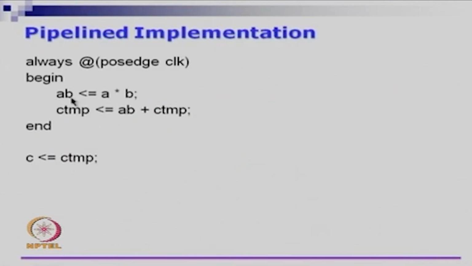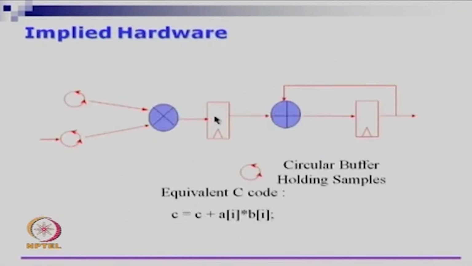If we go and look at this, AB is a register, C temp is a register. So we have a register called AB, we have a register called C temp. We have a multiplier and an adder which feed into AB and C temp respectively. If A and B are going to come from circular buffers, this multiplier will take one set of values at a time. A circular buffer is nothing but a set of values that are in a ring. This set of values is for A because we are looking at only the coefficients. This set of values is for B because it is supposed to come from the external world.